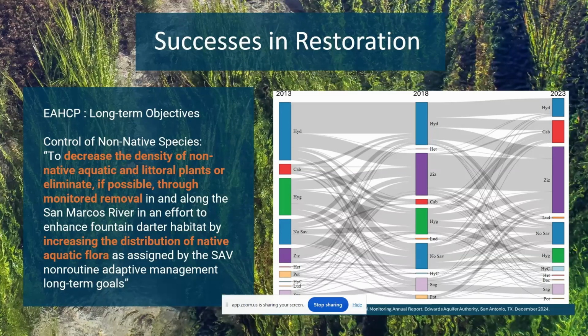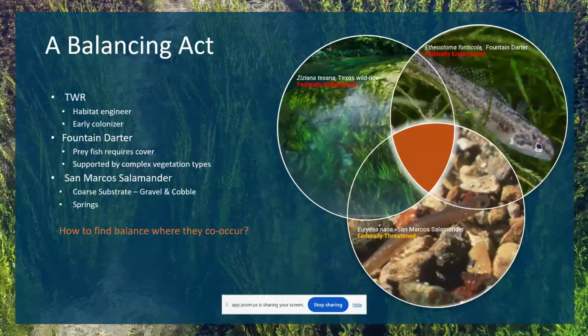One of the issues that we have, I think, now that we're in the latter part of this main restoration, is that we're looking towards maintaining these communities. We've gotten rid of almost all the hygrophila in the river, or hydrilla.